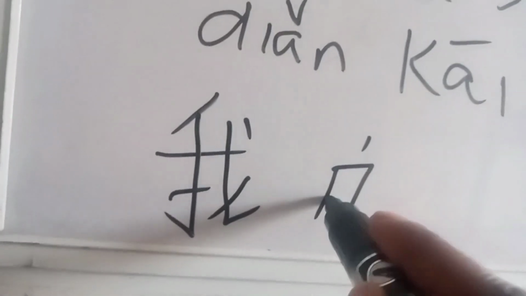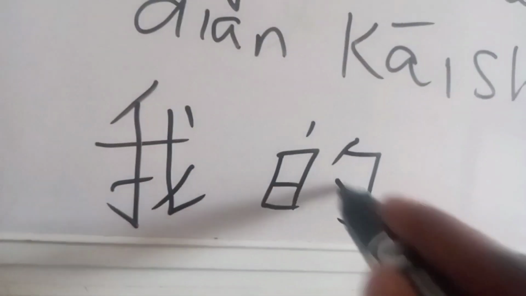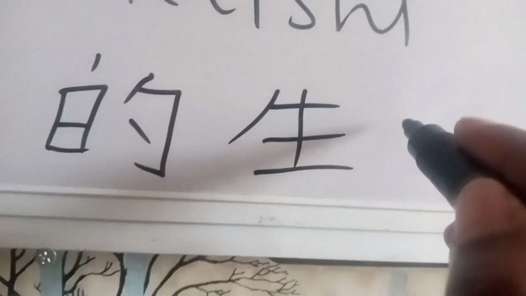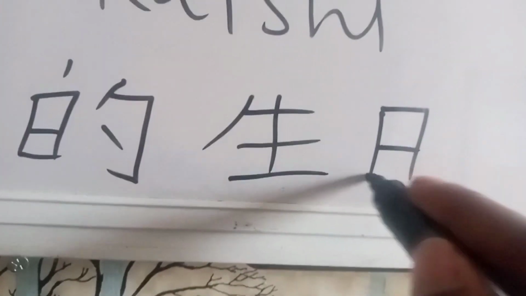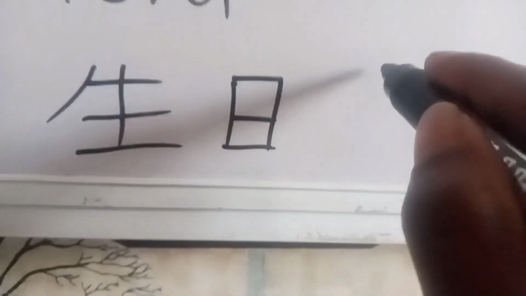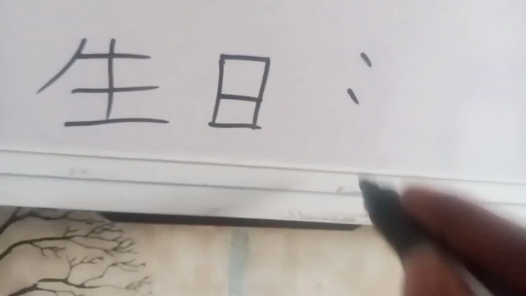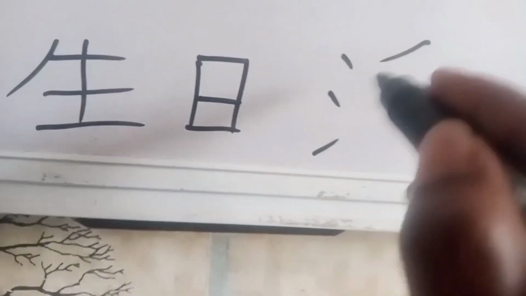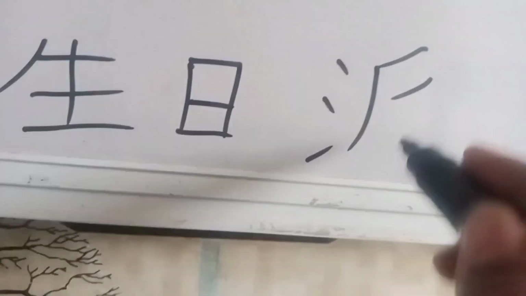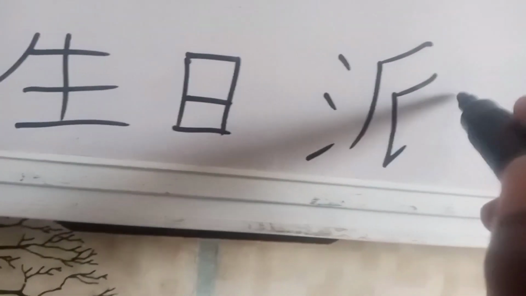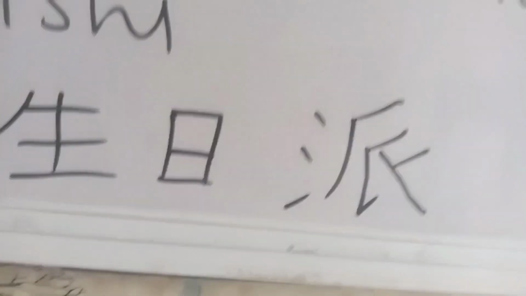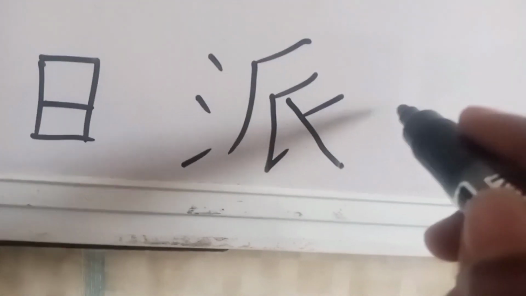My birthday party. Wo de. Sheng, as in 学生. You remember that sheng. Ri. You remember this ri, pai dui. See how to write pai dui. 1, 2, 3. You do like this. Do like this. You do it again. Go like this. Then like this. Like this. This is pai. And this is dui.